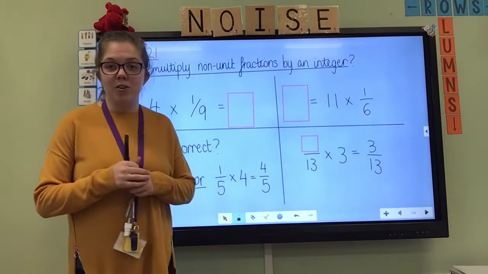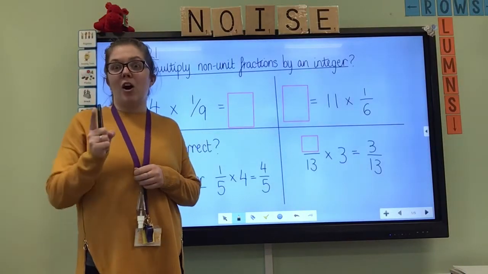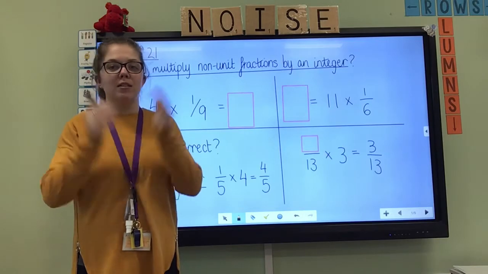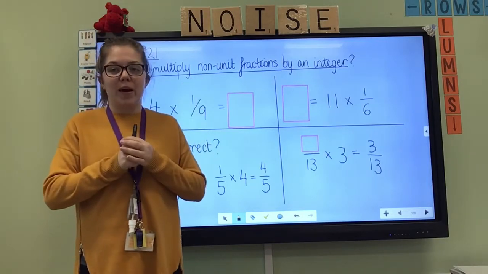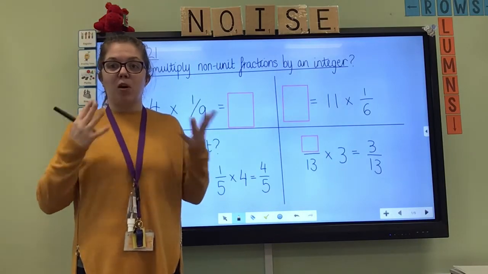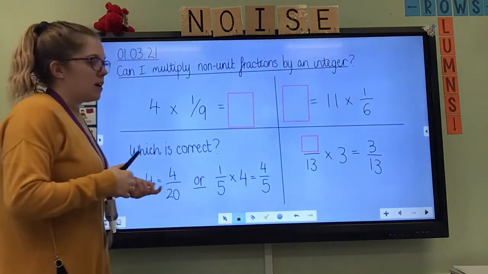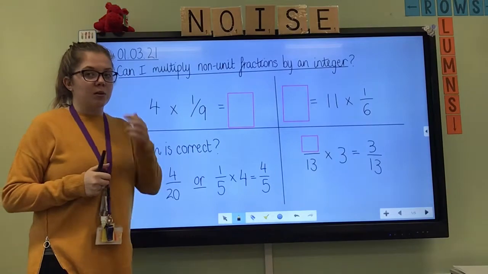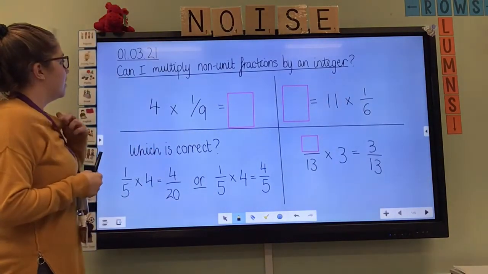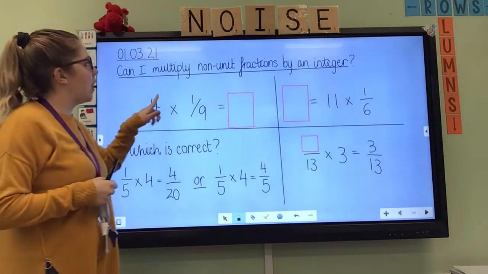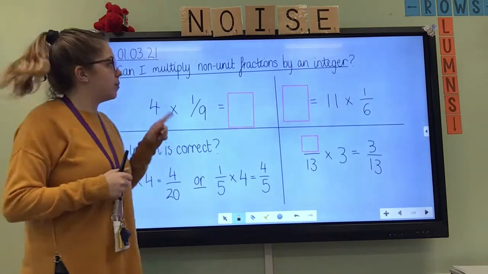It's the start of a new week and, more importantly, our last week of remote learning. Yay! You'll all hopefully be back in the classroom with us next week, which we are all looking forward to, seeing you. And for a new week we have another bit of new learning to do with our fractions in maths today. So the learning question is, can I multiply non-unit fractions by an integer?